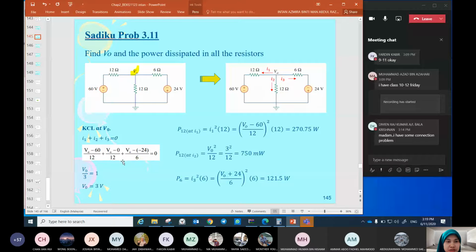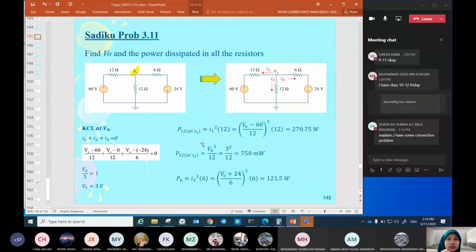Please rearrange. We have only one unknown here, V0, so we will straightaway get the answer: V0 is equal to 3 volts. Okay, now we are done for V0, and then the power dissipated. We use the formula P is equal to I squared R, because we can find the current at each branch.